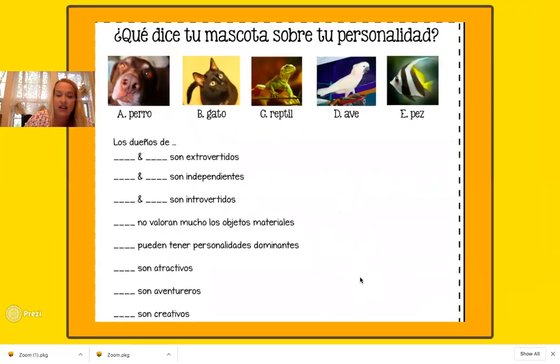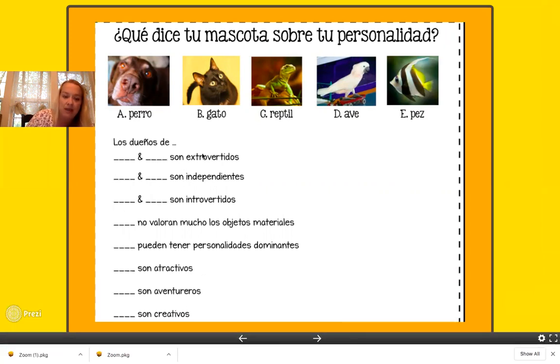Here's another example from her unit. You're looking at these pets and you're picking out from the reading what the owners' personalities are according to each pet.